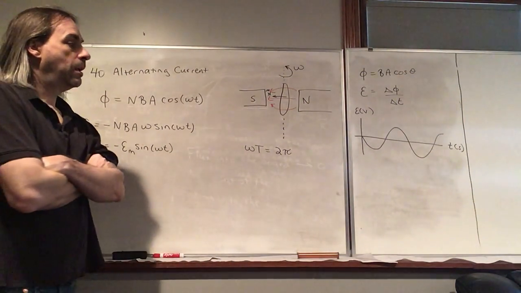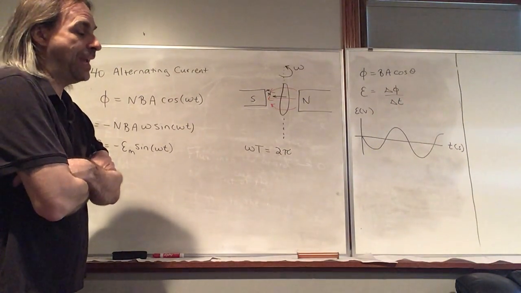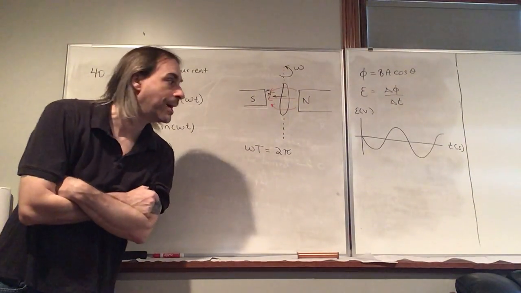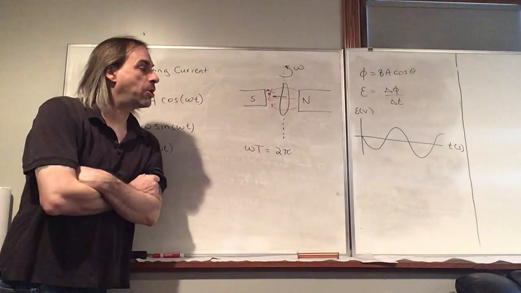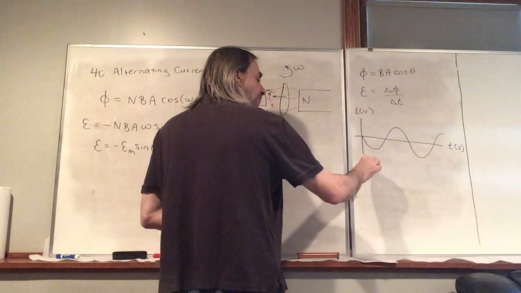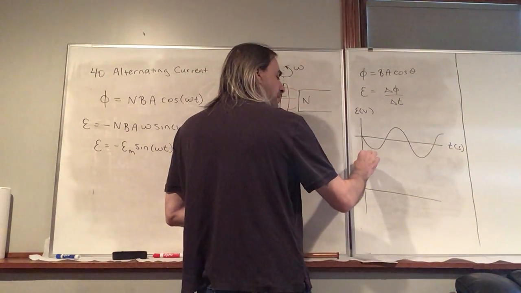And so this is driving a current, and the current is also going to be described by a sine function as well. And so this is called an alternating current. If we plot the current as a function of time, I was going to say it's going to look the same.